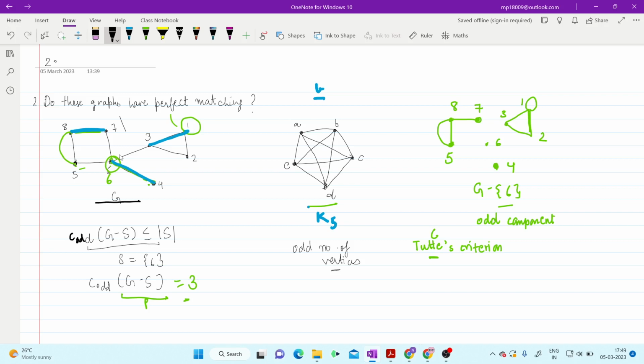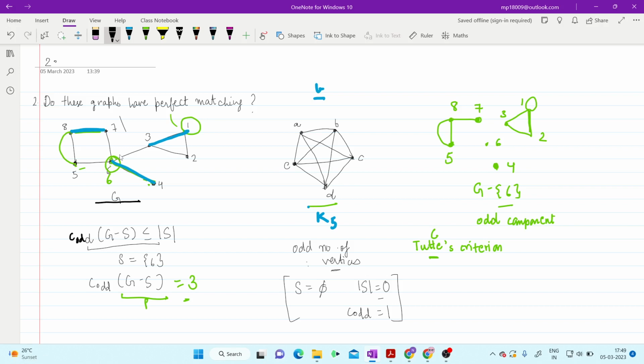Because then, for that case, you can just take your S to be empty. So order of S is 0, but the number of odd components is 1. So you see, if a graph has an odd number of vertices, by Tutte's criteria, we have a logical explanation also why it cannot have a perfect matching for a simple graph, because in any matching we'll have an even number of vertices.